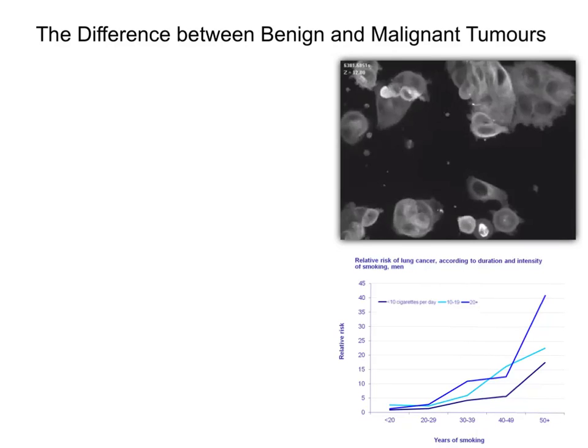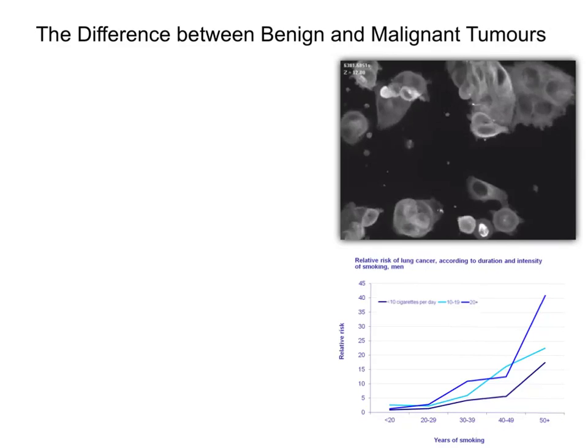Hello everybody, in this video I'd like to talk about the difference between benign and malignant tumours. Now, in Key Stage 4, typically looking at cancer, you would learn about these two terms, benign and malignant. These are terms that can be used to describe tumorous growths, but only one of them means cancerous, and that's malignant. Benign actually does not mean cancer.